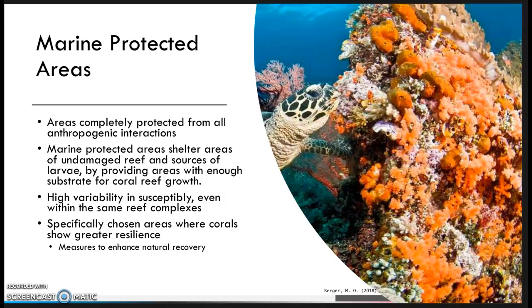So essentially, studies have specifically chosen areas where corals show the greatest resilience, and they measure this to enhance natural recovery. So complete and ongoing protection of specifically chosen areas where corals show greater resilience to bleaching, along with measures to enhance natural recovery of neighboring areas where corals are most susceptible to bleaching and subsequent mortality, is the goal of future marine protected areas.